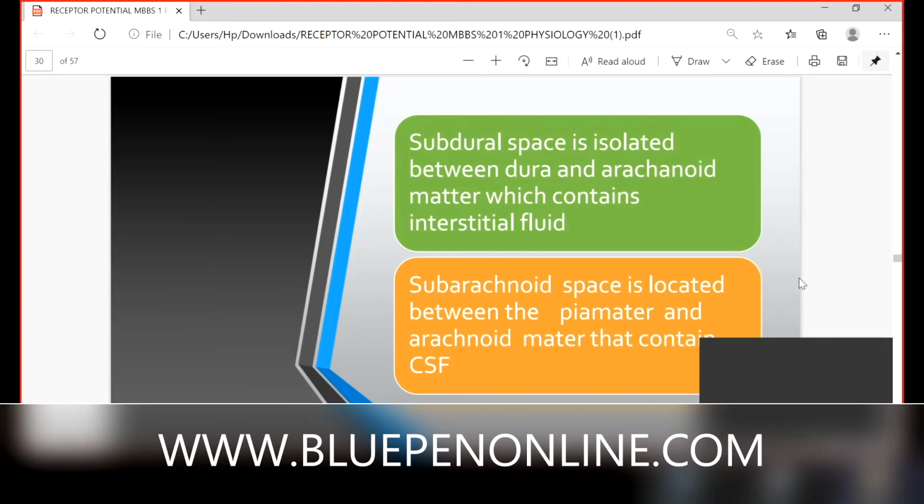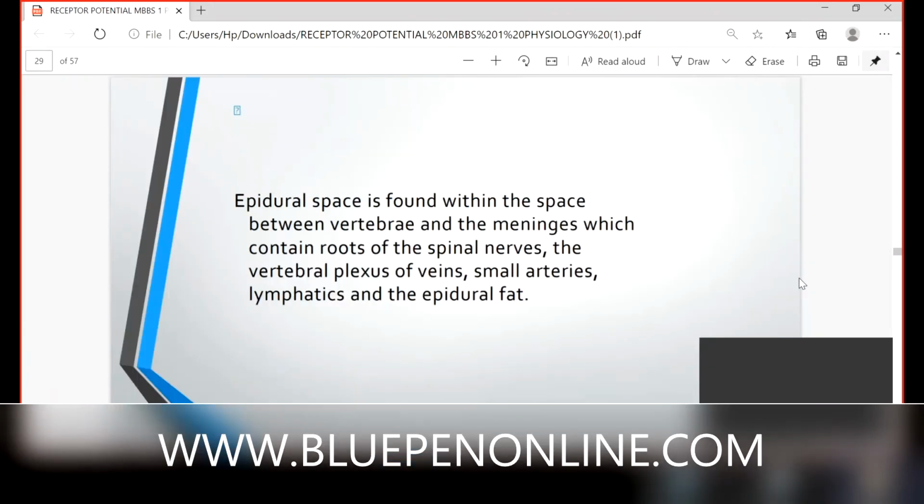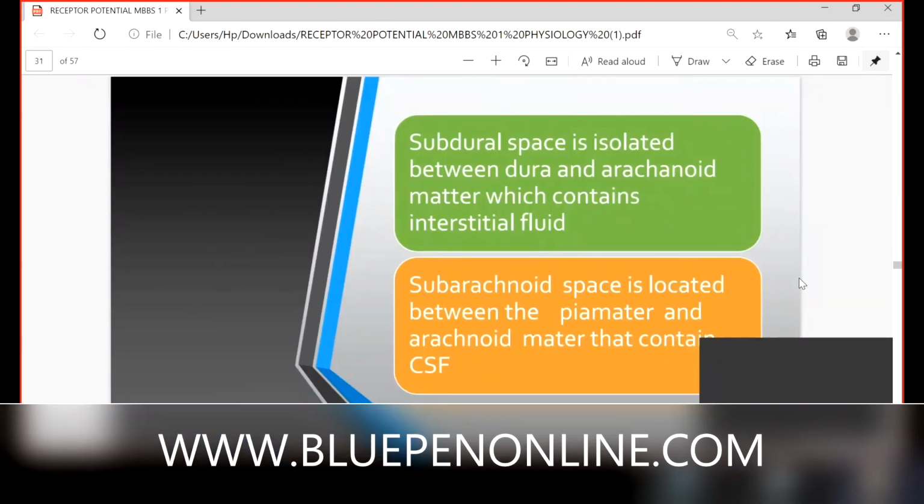Now, in the case of the subarachnoid space, it is between the pia mater, that is the innermost layer of the meninges, and the arachnoid mater. And it contains the cerebrospinal fluid. The other one was having the interstitial fluid. Now here it is cerebrospinal fluid. In the case of the epidural space, it has all the roots, the spinal nerves, the blood vessels, lymphs, as well as the fat. That is epidural fat.